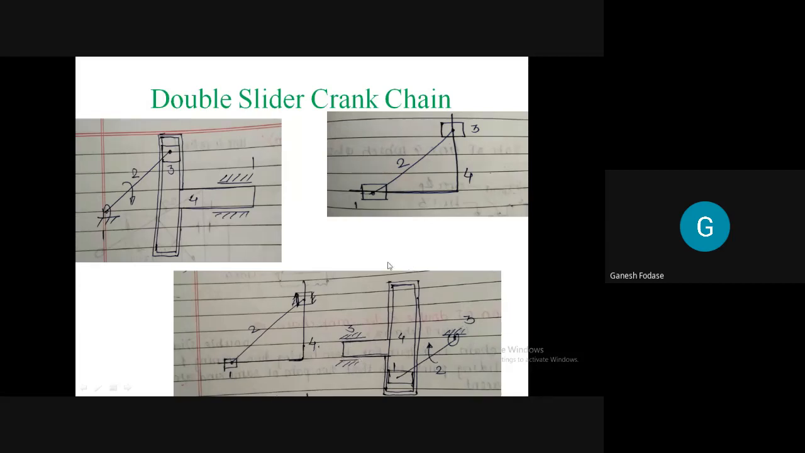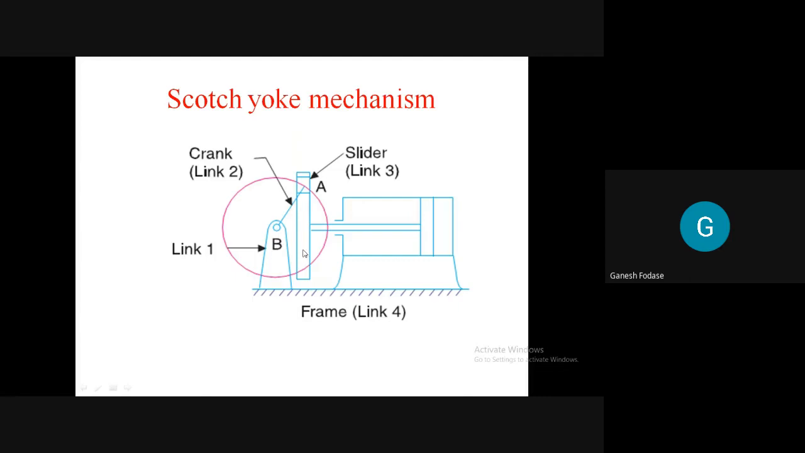And this mechanism is called the Scotch yoke mechanism. So the Scotch yoke mechanism is obtained when either link number 1 is fixed or 3 is fixed. The same mechanism here: this will be the crank, this is reciprocating. You can see now this is also reciprocating, and link number 3 also reciprocates.